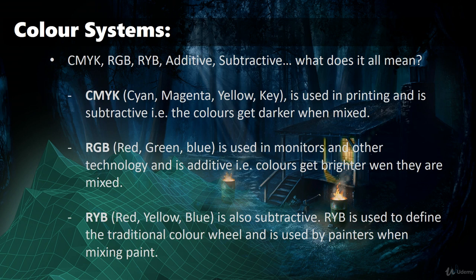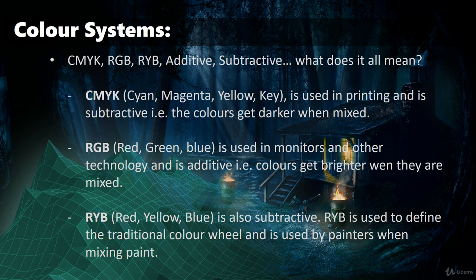But don't quote me on that, I'm not a printing expert. RGB is obviously red, green and blue and used on electronic devices. RGB colours are additive colours, and to mix them, light is added to the colour and they get brighter. This doesn't happen with a subtractive system.